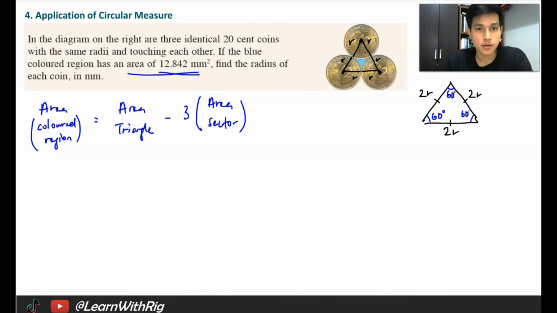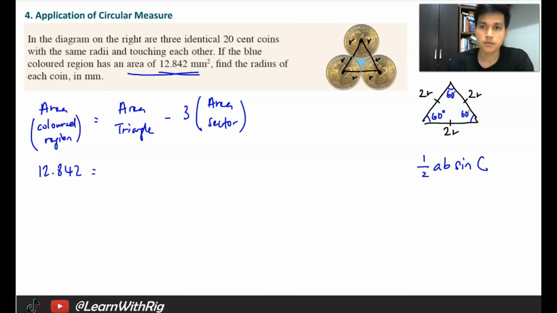Okay, so the colored region is given to you, 12.842. Area of triangle, you can use 1/2 times base times height, but in this case the easier one would be what we learned in Form 4, area of triangle 1/2 ab sine C. Remember I told you, like chopsticks. If I'm using this angle, the two lengths must be these two lengths.